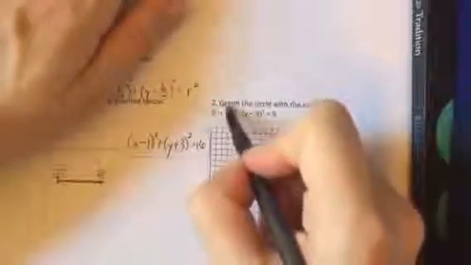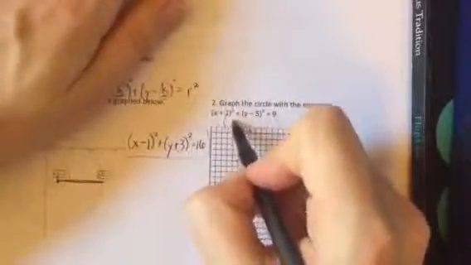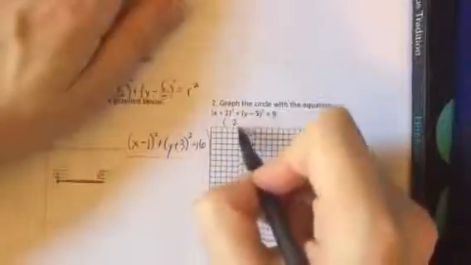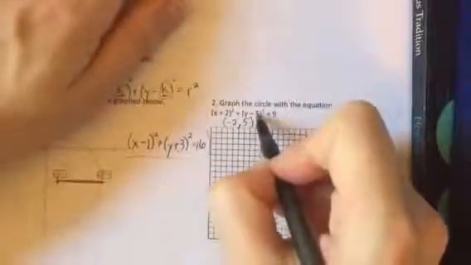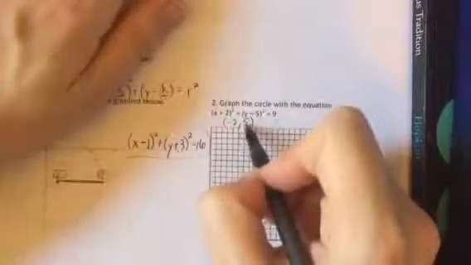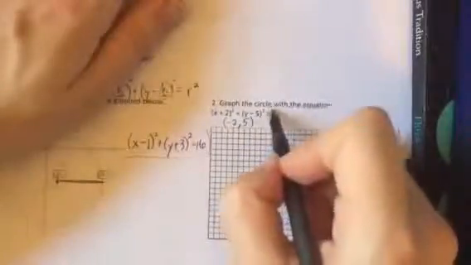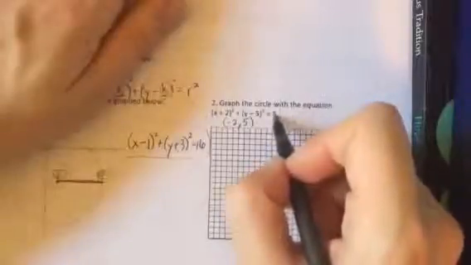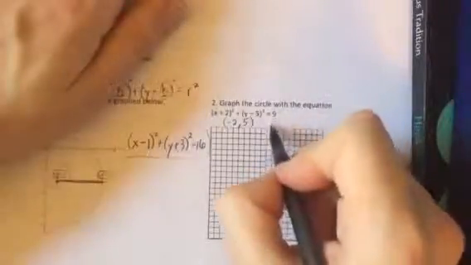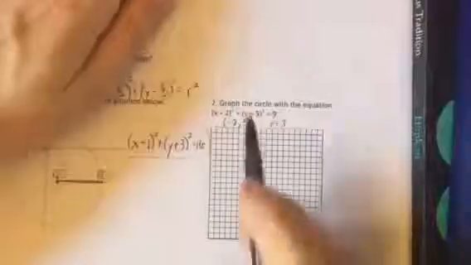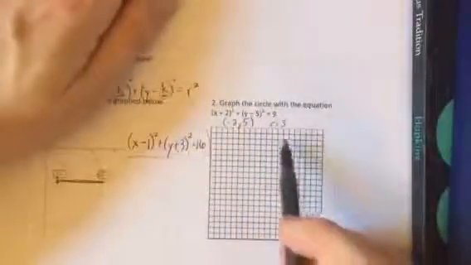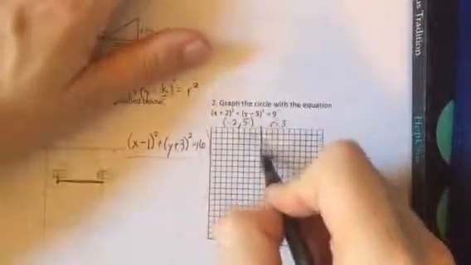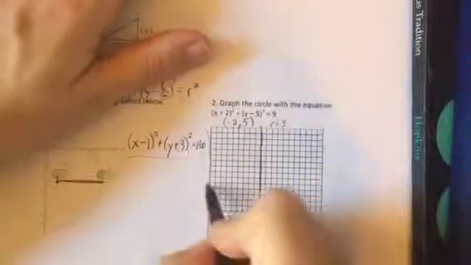Number 2, we know that the x value of the center has to be the opposite of this. The y value of the center has to be the opposite of this. So the center is going to be at -2, 5. And if this is the radius squared, then the radius has to be the square root of that. So the square root of 9 is 3. So we're just going backwards here with the information. And now we can make a graph.